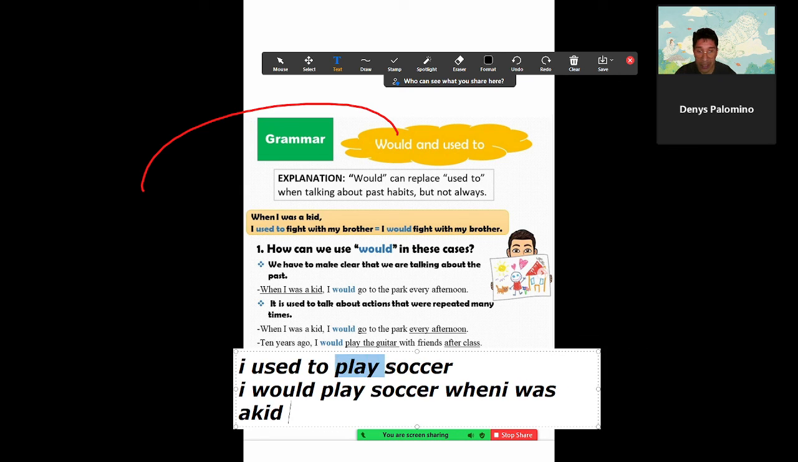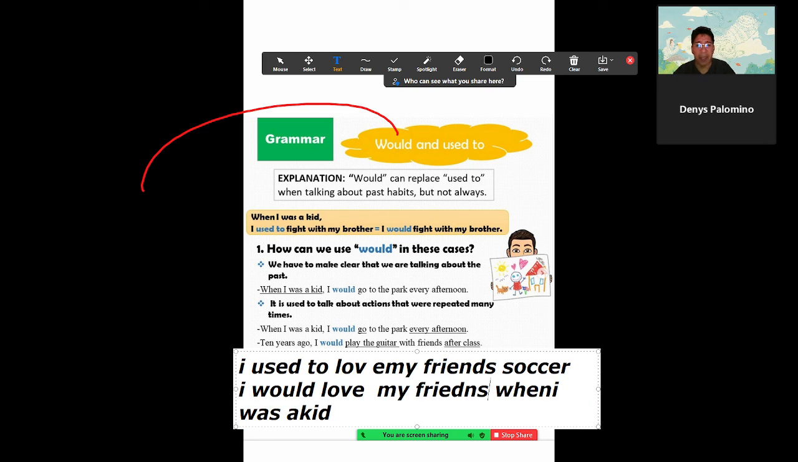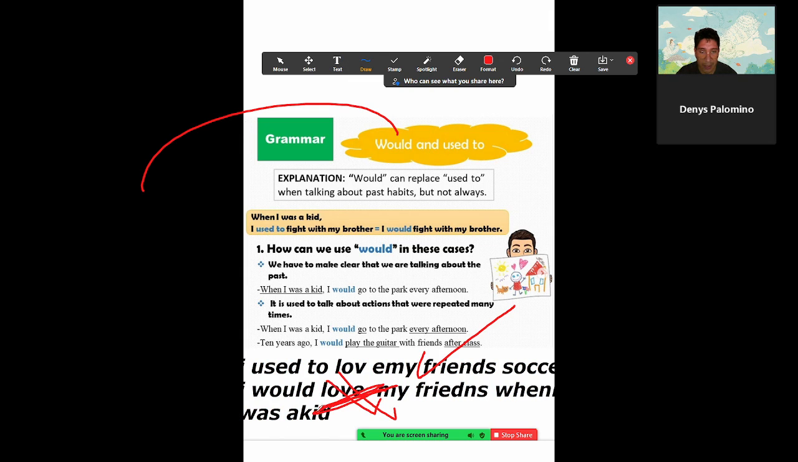But you can say, I used to love my friends. But you never say, I would love my friends. Incorrect, because love is stative. This is correct, this is incorrect. Solamente el would va a reemplazar el used to cuando sea un verbo dinámico. Nada más. Okay? Did you understand? Okay. Yes. Continuamos. Shall we go on? Continuamos con otrito más.